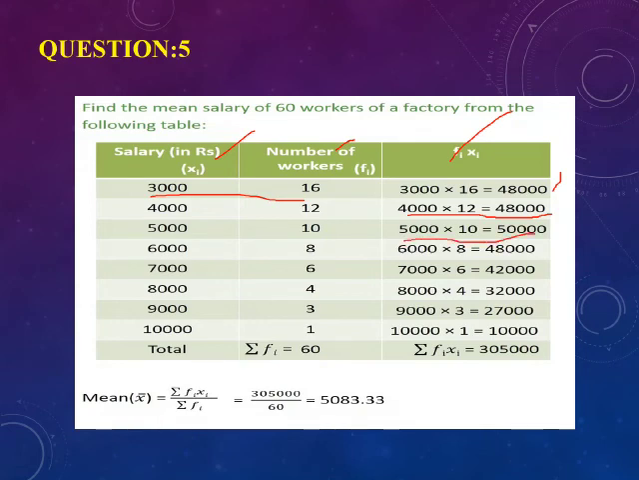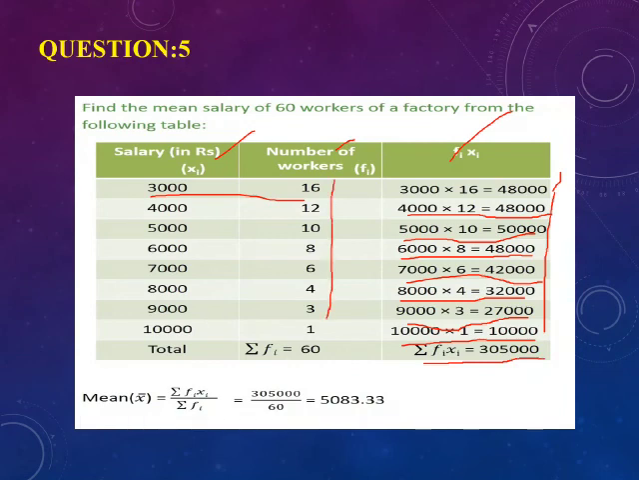5000 into 10, 50,000. 6,000 into 8, 48,000. 7,000 into 6, 42,000. 8,000 into 4 will get 32,000. 9,000 into 3 will get 27,000. 10,000 into 1 will get 10,000. Then we have to add all these fx values, that is summation fx. So we'll get 305,000. Then next we have to add all the f values, that is summation f, will get 60.